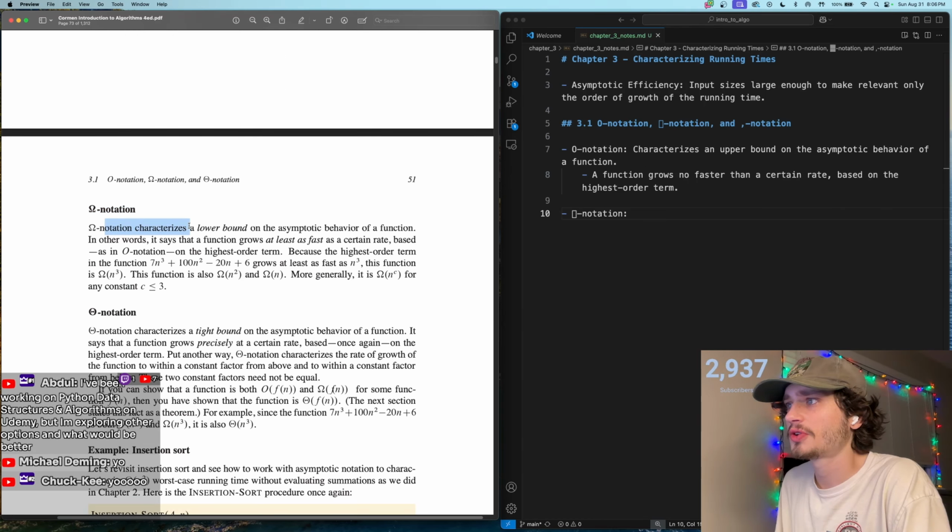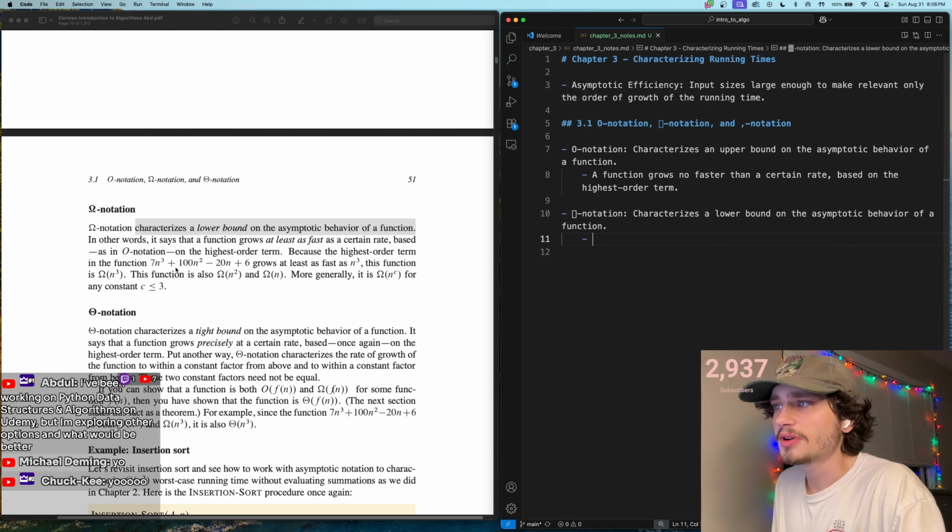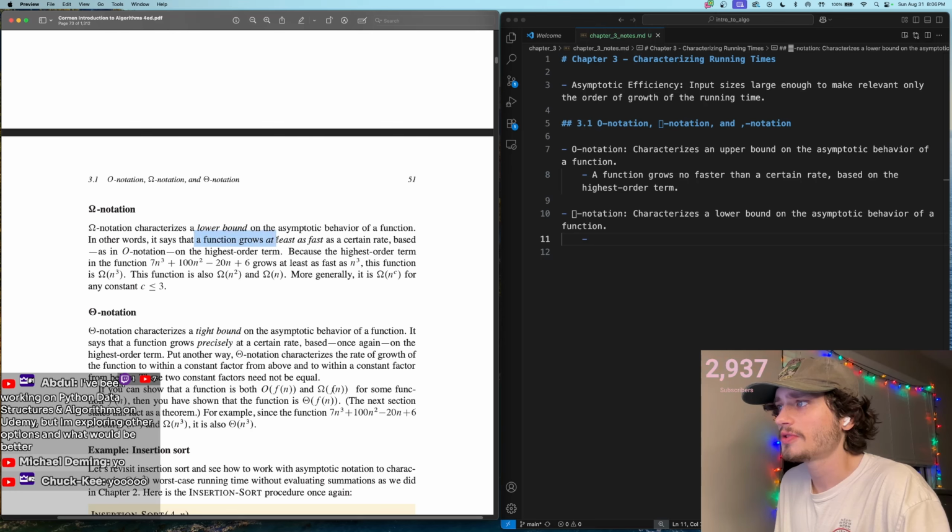Omega notation characterizes a lower bound on the asymptotic behavior of a function. In other words, it says that a function grows at least as fast as a certain rate, based, as in O notation, on the highest order term.